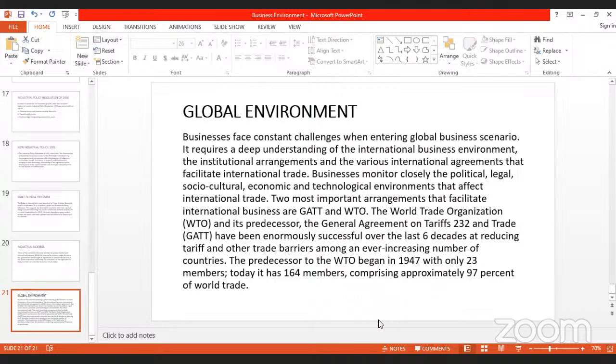All those regulations come under GATT and WTO, that is the World Trade Organization and the General Agreement on Tariffs and Trade. These organizations provide the regulations which one needs to know when dealing with the international, or global, environment. So we'll be discussing a few of these regulations under GATT and WTO.